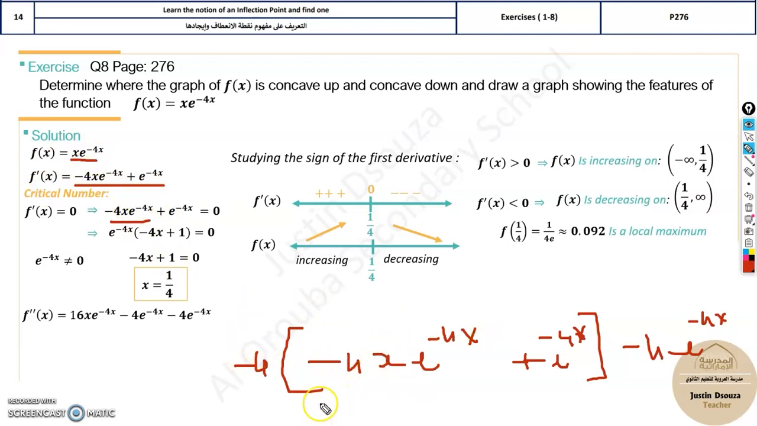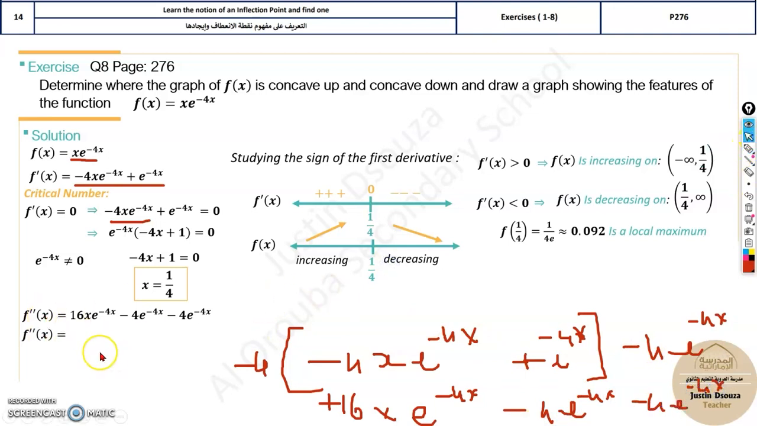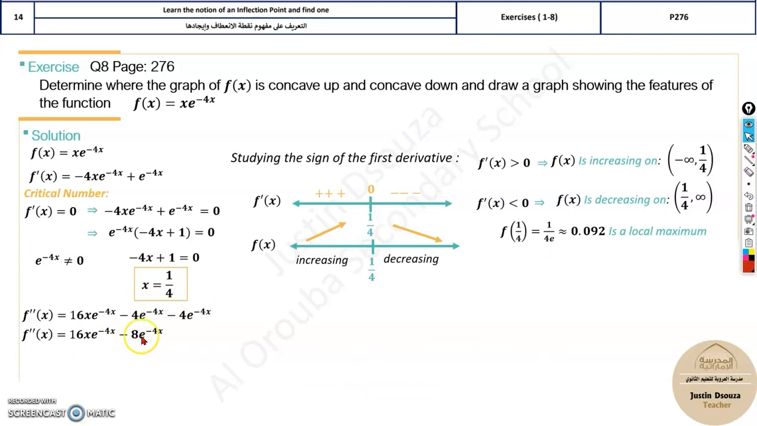Now multiply this inside, it'll be minus minus will be plus 16 x e to the power minus 4x. Then this minus over here, minus 4 e to the power minus 4x, and this is also minus 4 e to the power minus 4x. Now we can simplify and make it short. Over here we can add these two because they're minus and minus. It'll be minus 8 e to the power minus 4x.